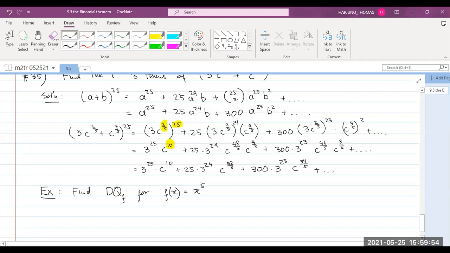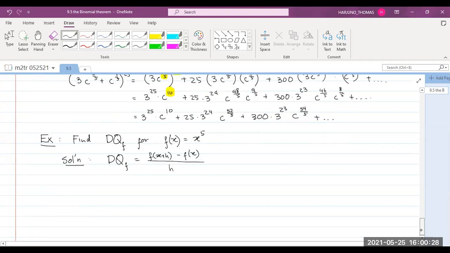Okay, now you will encounter this type of question in your calculus 1, very likely in chapter 2, maybe chapter 3. But how to do this? Solution. The difference quotient of function f is f of x plus h minus f(x) over h. I wonder if you remember this. Long time no see, huh?